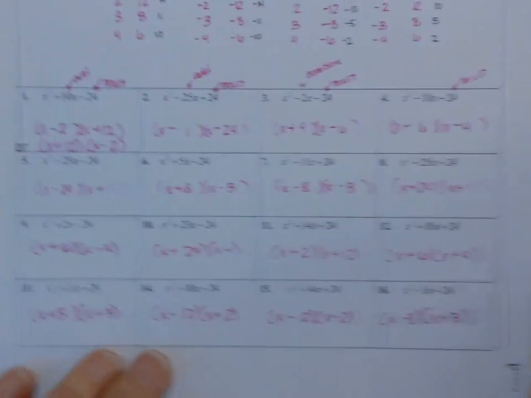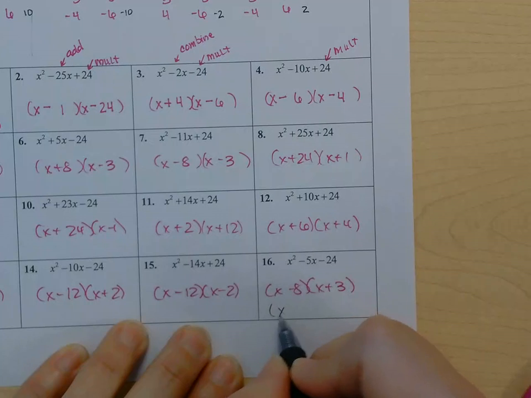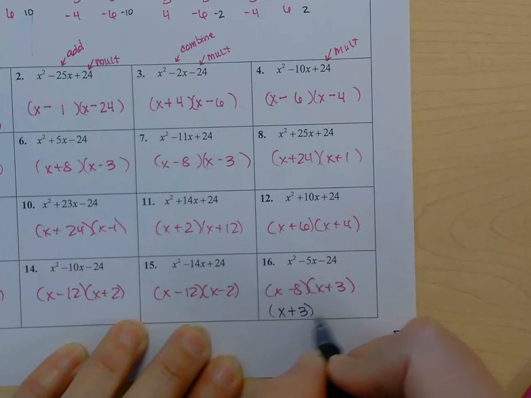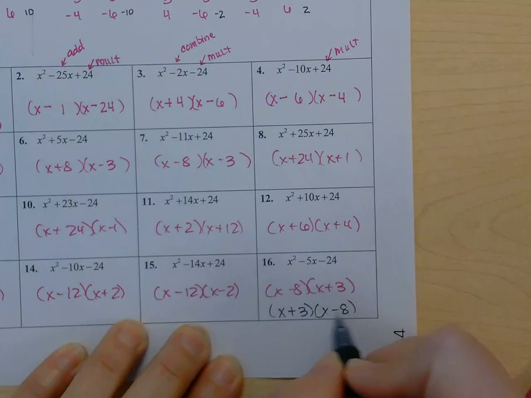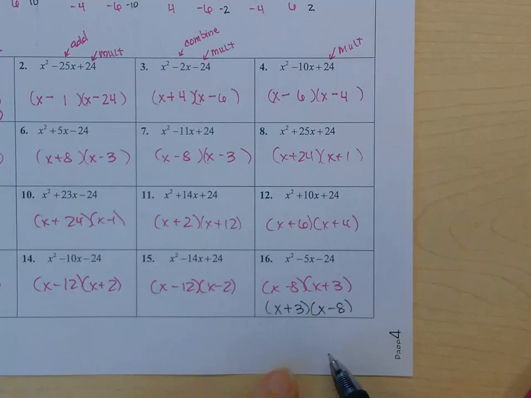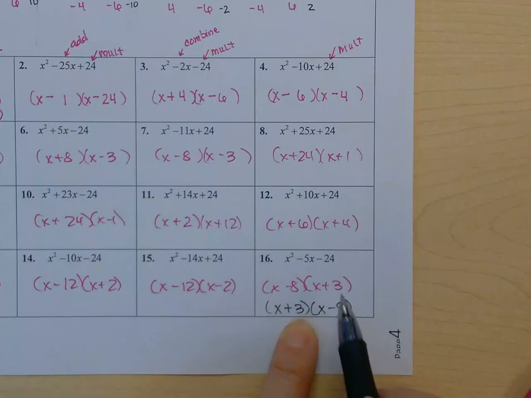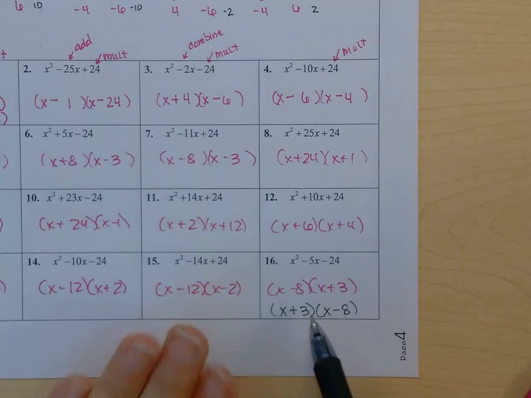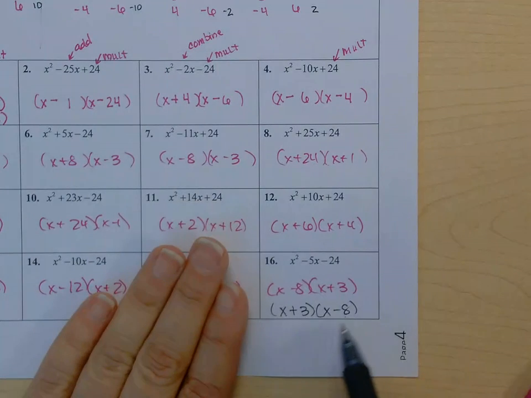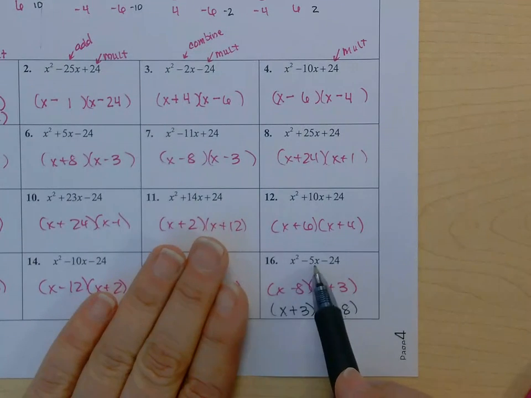So I'll just mention one more time on the very last one. If you ended up having x plus 3 and x minus 8, that's perfectly fine. But you have to have one of these two. You can't have anything else. These are the two numbers that multiply to a negative 24, and they combine to a negative 5. And if you actually FOIL this together in your head like we practiced, you would get that.